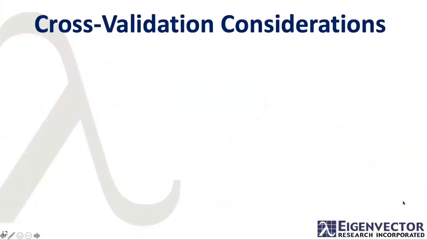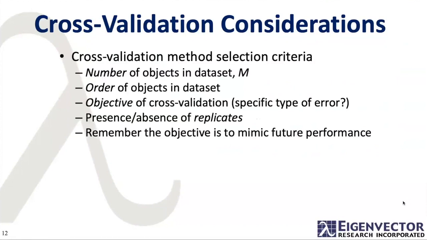So there's a lot of things to think about when doing cross-validation. First off, how many objects do you have? How many samples do you have? In what order are they in the data set? I just showed an example here from the Melter data where order was important because it was a time series. But it can be important for other reasons when data was collected also.